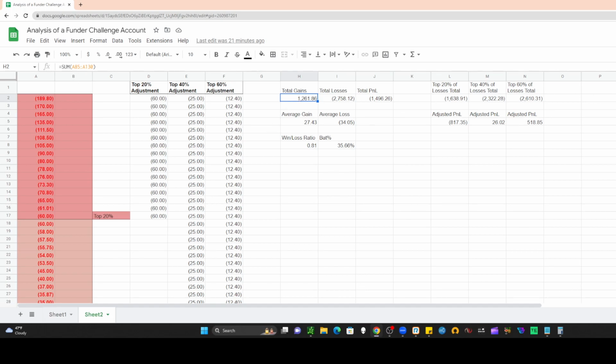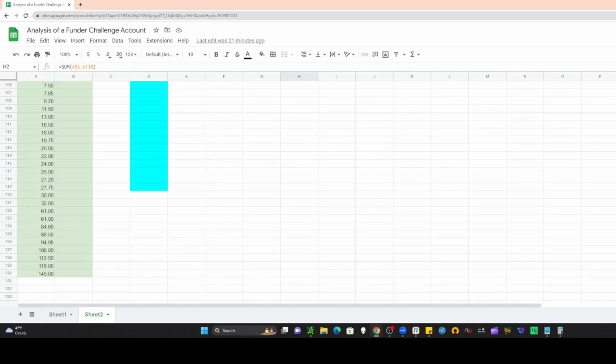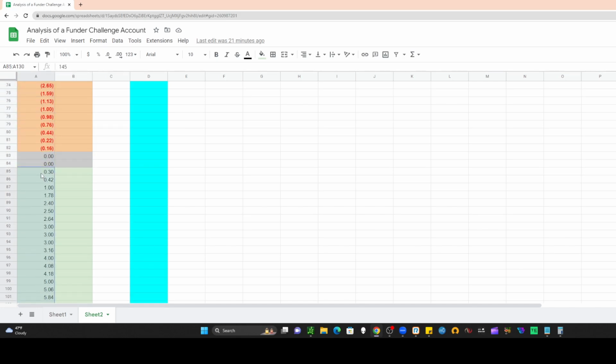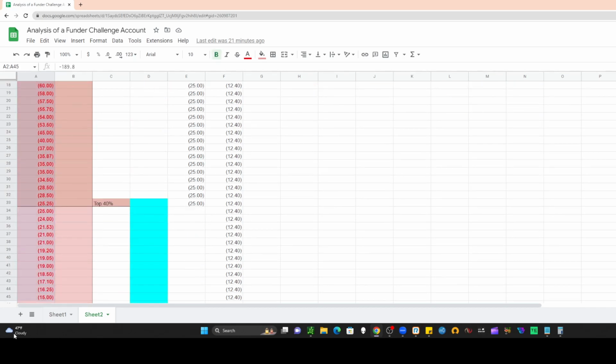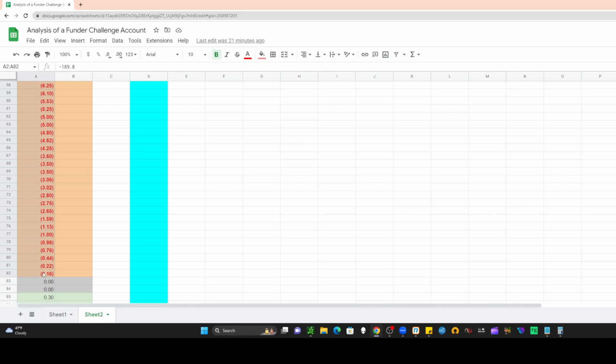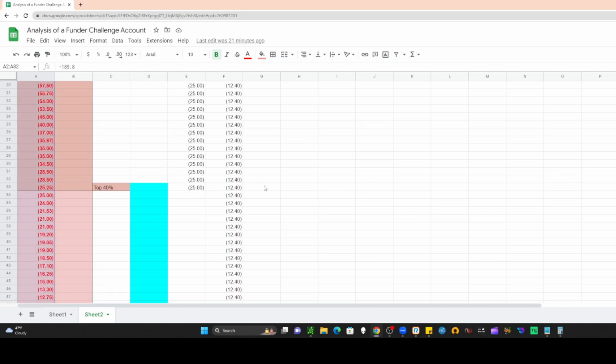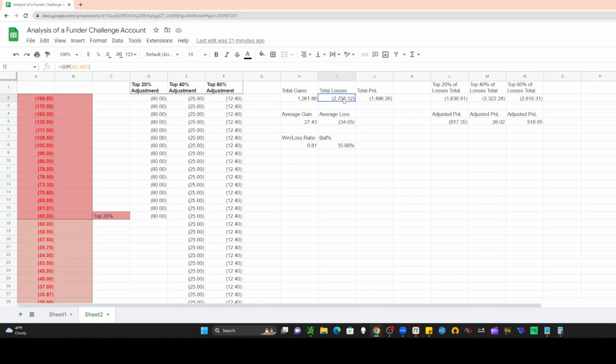I added up all the gains, which I've highlighted in green. So these are the gains here. I've added all of them together, okay? Then I added all the losses together, all these. Notice in the middle where there's zeros, I don't count them. So the total losses, that's it. The total gains are that. So that net P&L is negative $1,496.26. Now, keep in mind, this account was trading from March the 17th to March the 21st.